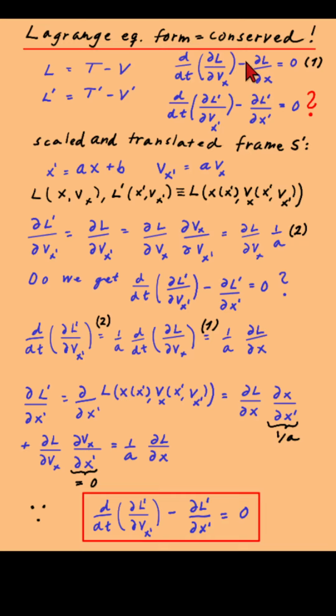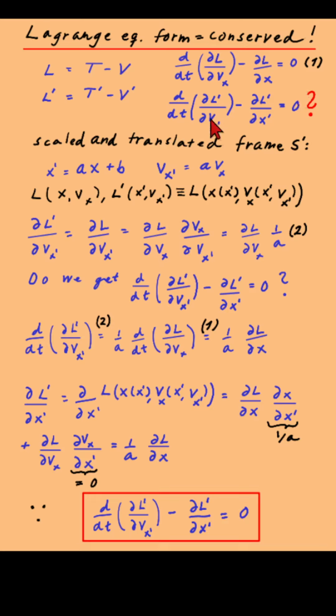But let's look at another coordinate system, S prime. So then you have another expression here. How does the Lagrangian look in the prime system? L prime, T prime minus V prime. And the question is, the equation of motion in that system, is that also the form conserved?